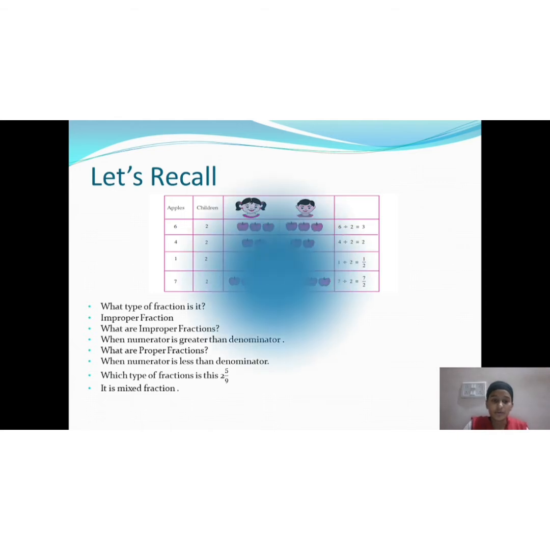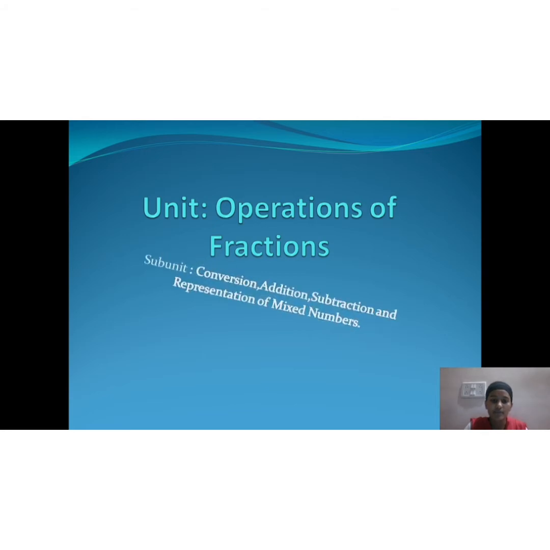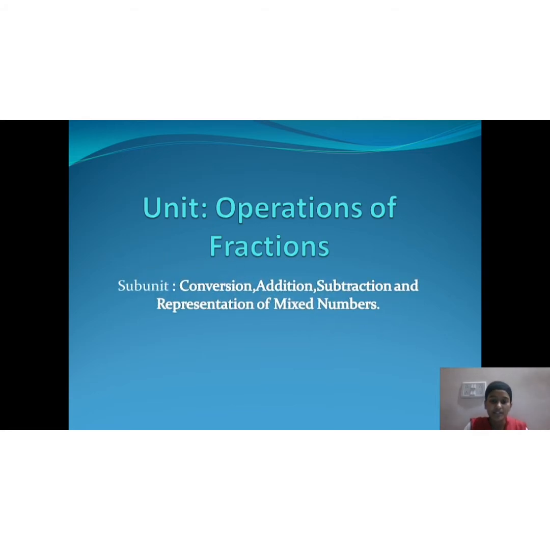Okay, so today we are going to study operations of fractions, and the subunits will be conversion, addition, subtraction, and representation of mixed numbers. We'll see how to convert mixed numbers into improper fractions and improper fractions into mixed fractions, addition, subtraction, and representation of it.